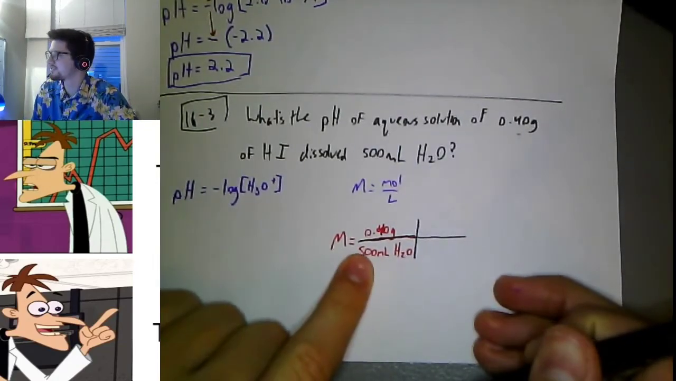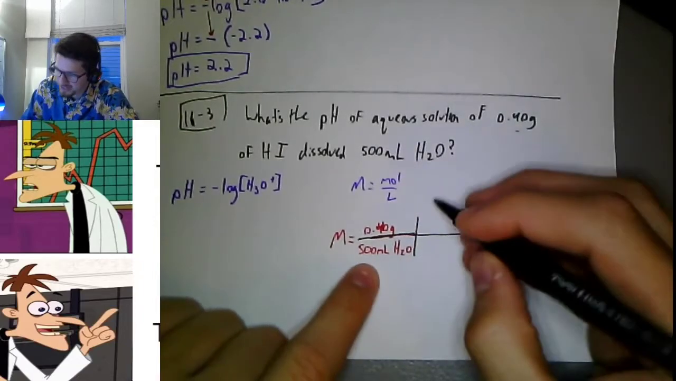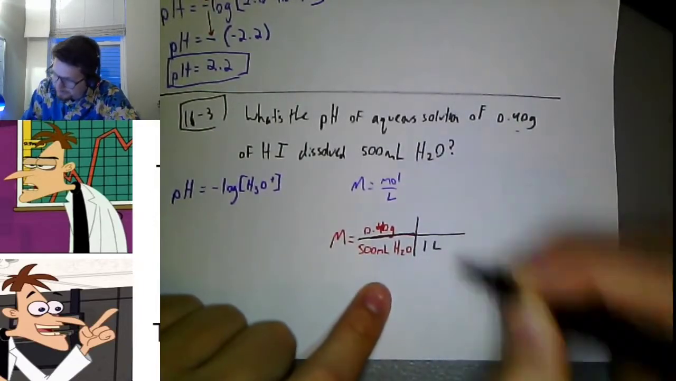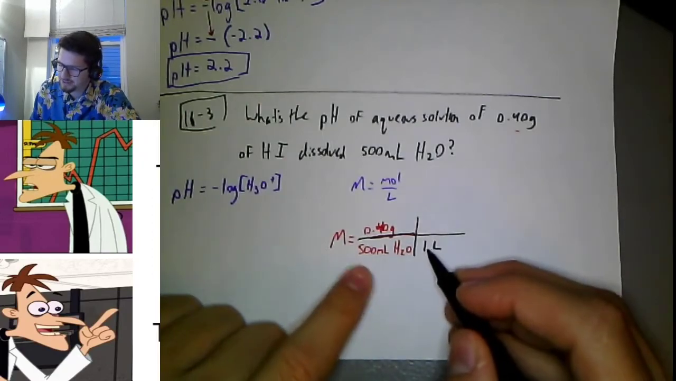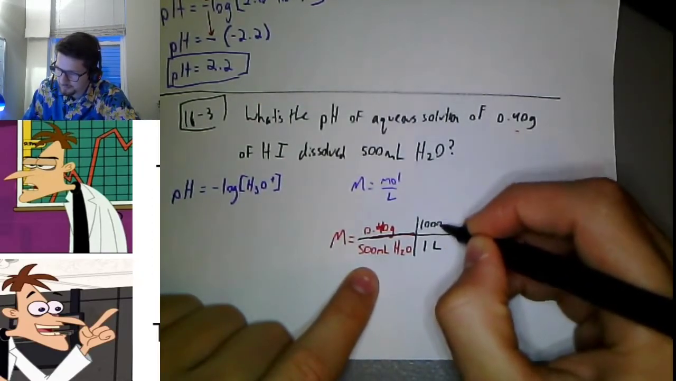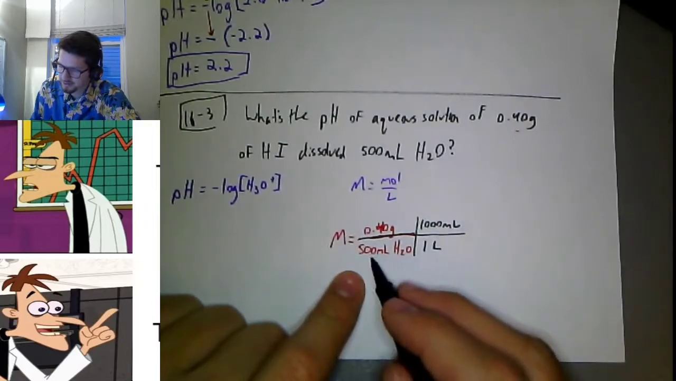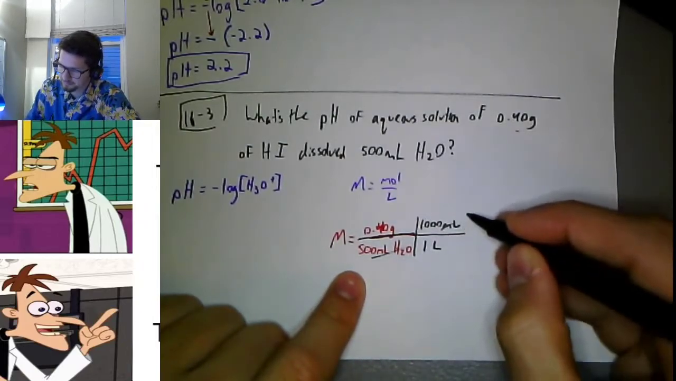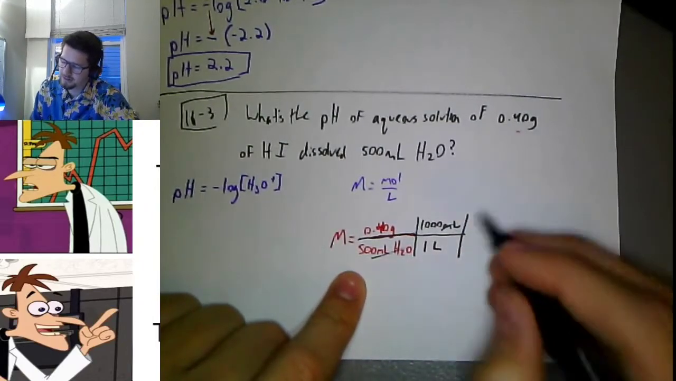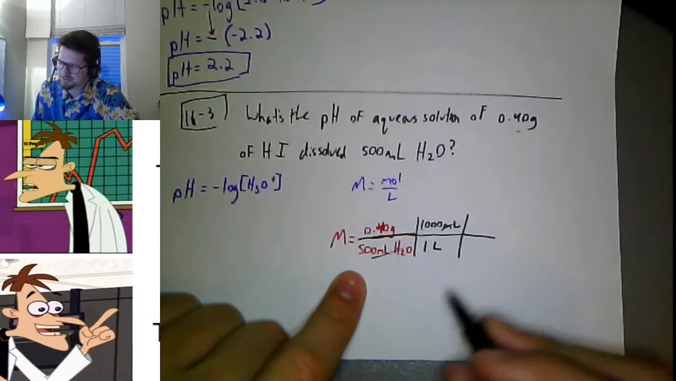So how do I get milliliters into liters? Well, if I want it to be liters, I got to write 1 liter here. Then how many milliliters are in a liter? 1,000 milliliters. These cross out. Okay, so my bottom is right, and my top's wrong.